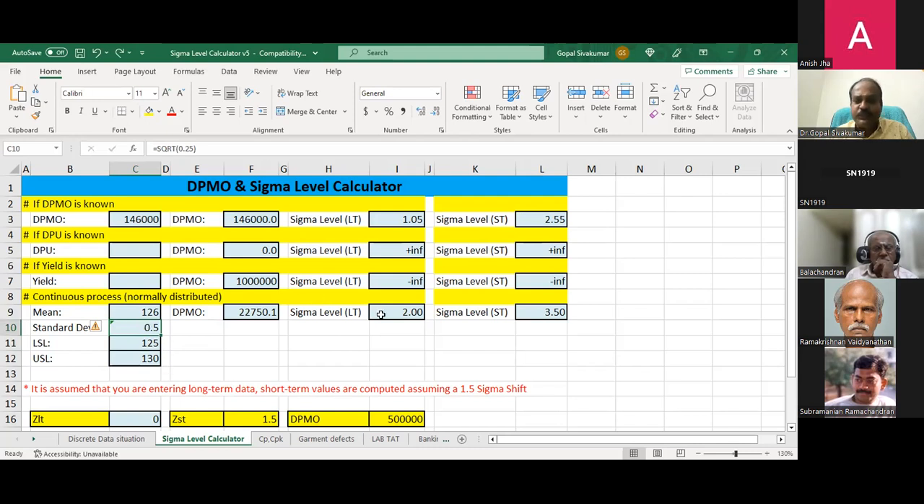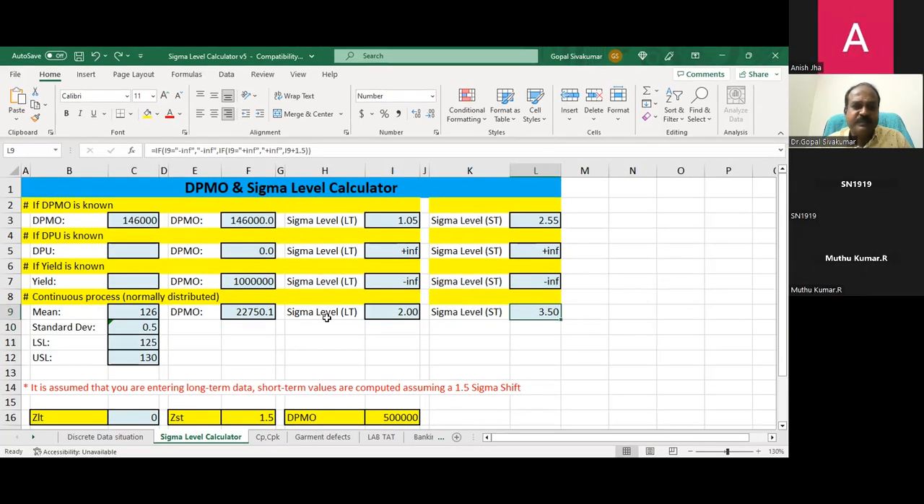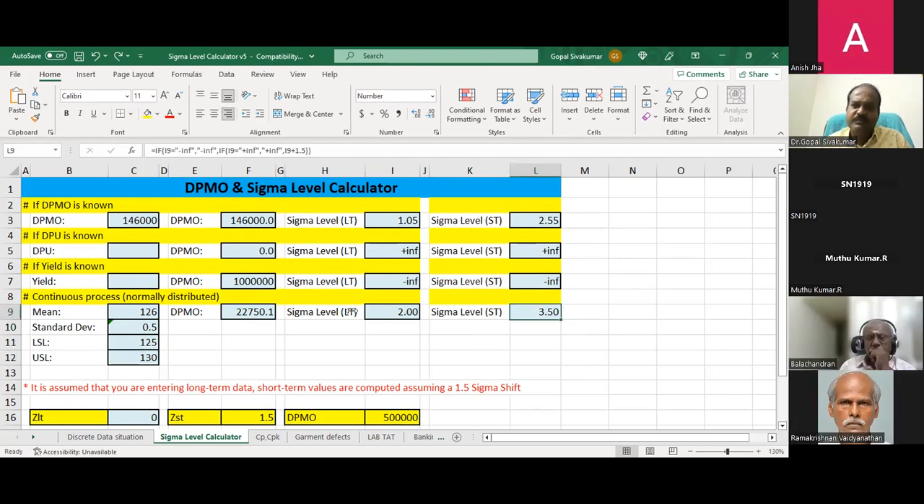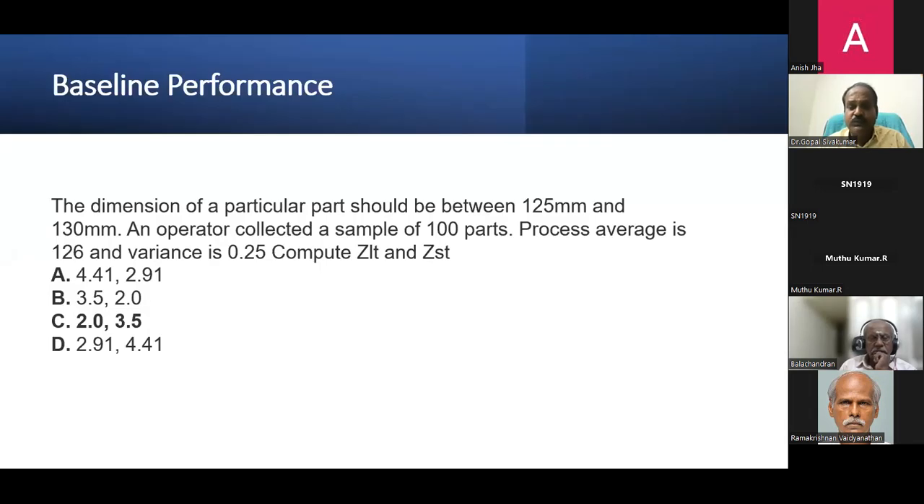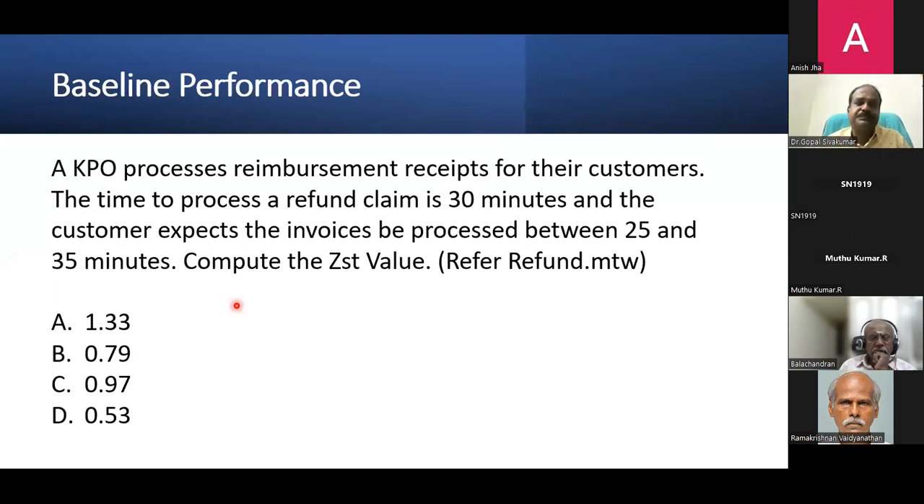And now under this situation, what is your ZST? What is the value you are seeing here? LSL 125, USL 130. Now what is the ZST? Sigma ST is 3.5, sir. So with the tools, our job becomes very simple. But without the tools, it will be very, very difficult. So you must practice these tools.